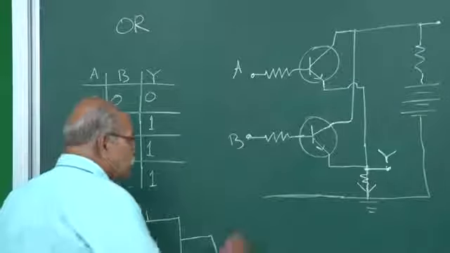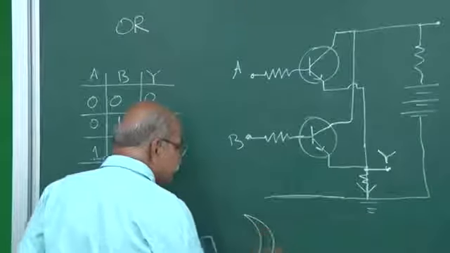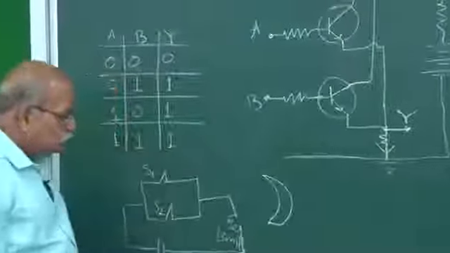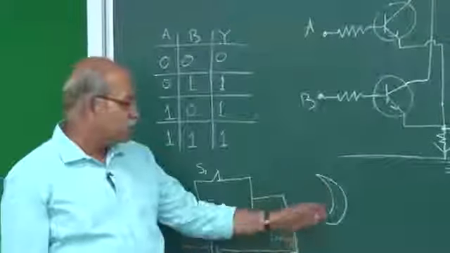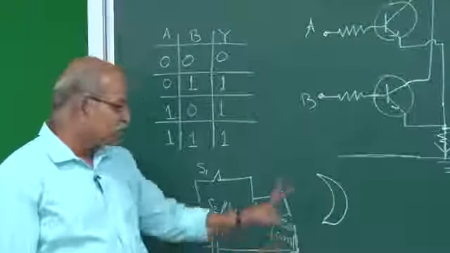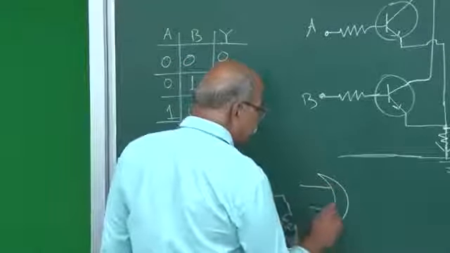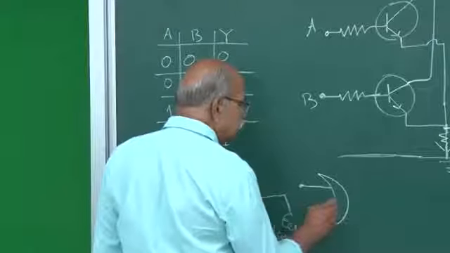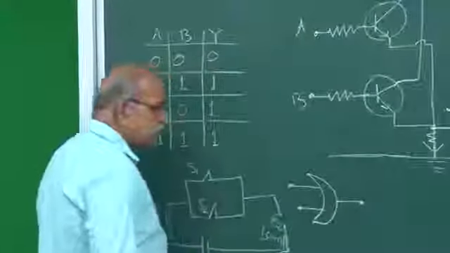What is the symbol for OR? The symbol for OR is like a concavo-convex lens. So that's the kind of symbol, and you put two input lines. These are the input points, and then you take another line. This is the output point. So that is the symbol for OR.